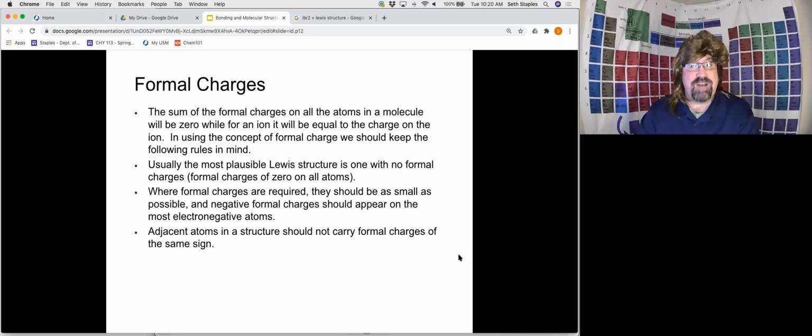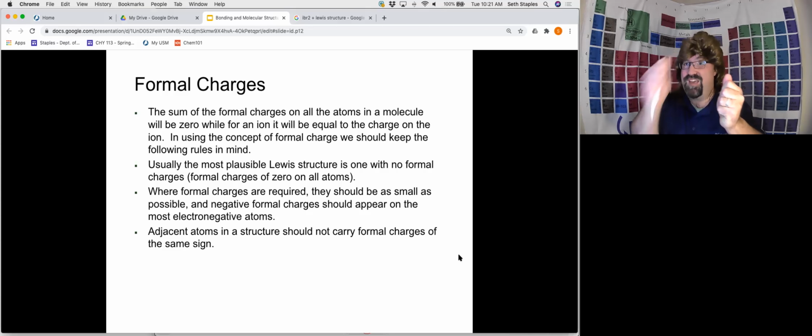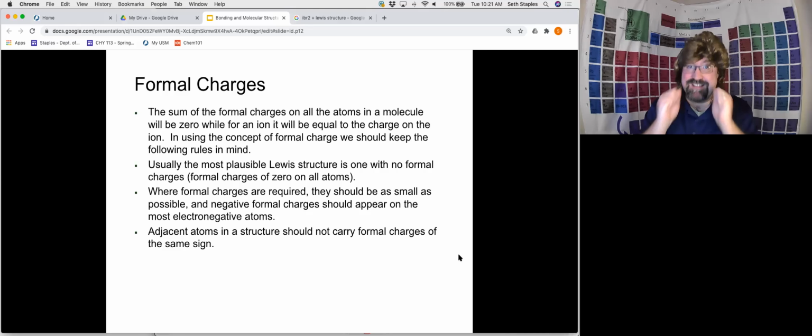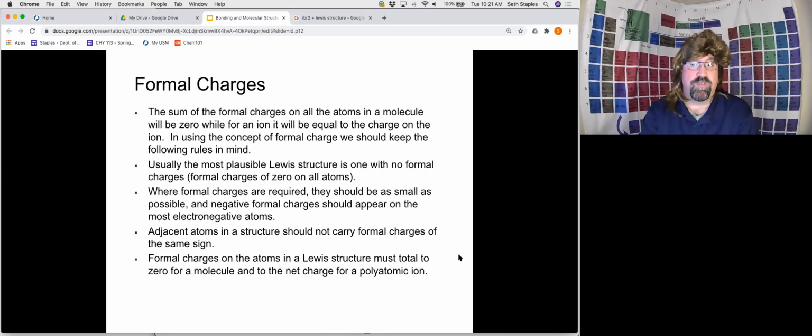And adjacent atoms should not carry formal charges of the same sign. In other words, if you have a structure that has 2 carbon atoms in a row, and one of them has a positive formal charge and the other has a positive formal charge, that's definitely not a good situation either. So again, look for ways to rearrange things.